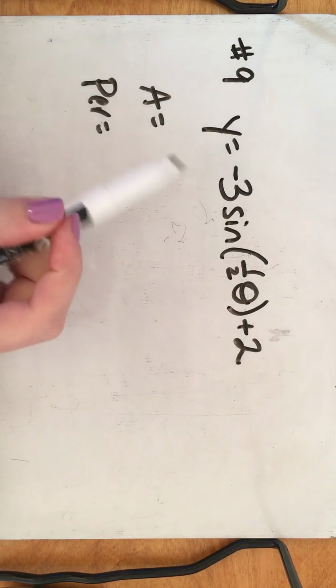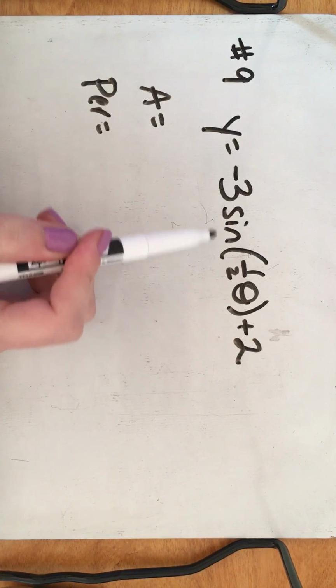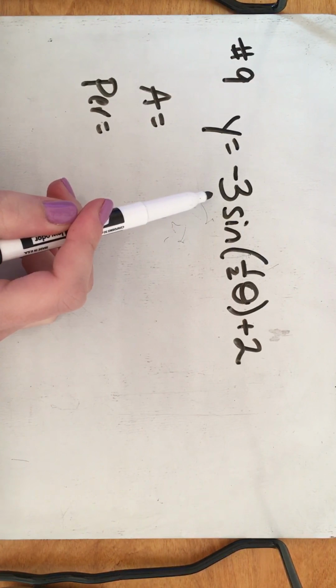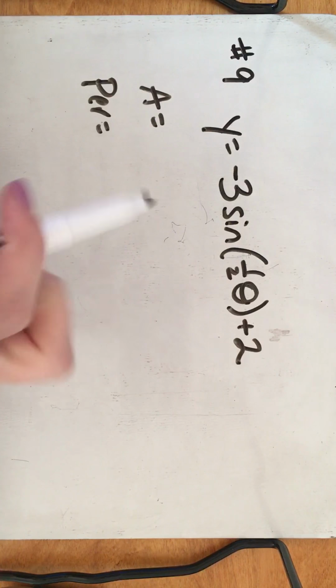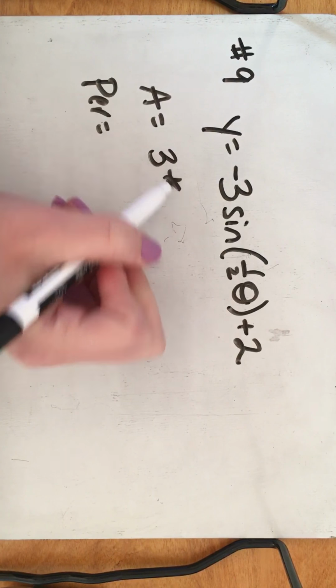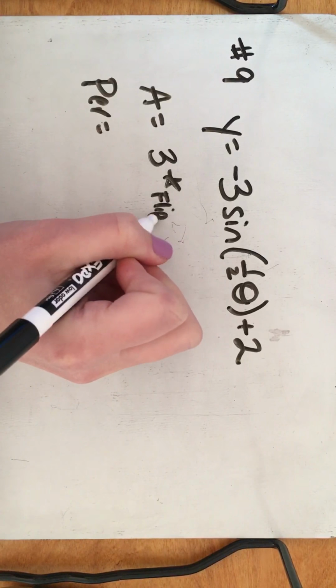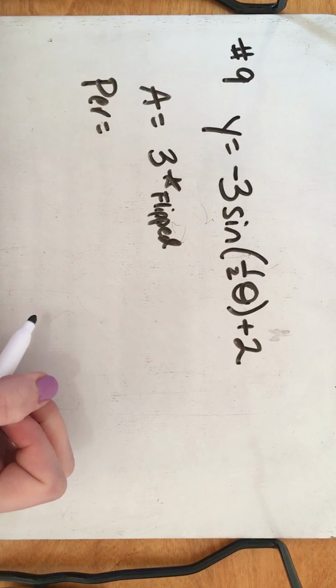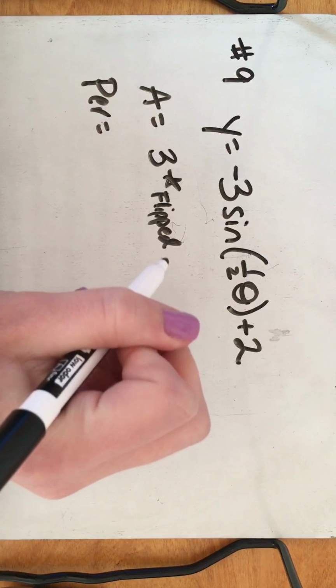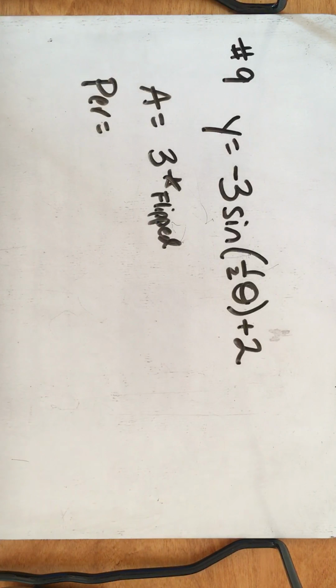So the amplitude is always the number in the front of the trig function, but it's also the absolute value of it. So even though there's a -3 here, the amplitude is only 3, but I know it's going to be flipped upside down. So instead of being a regular sine graph, it's going up first, it's going to go down first. So there's the amplitude.